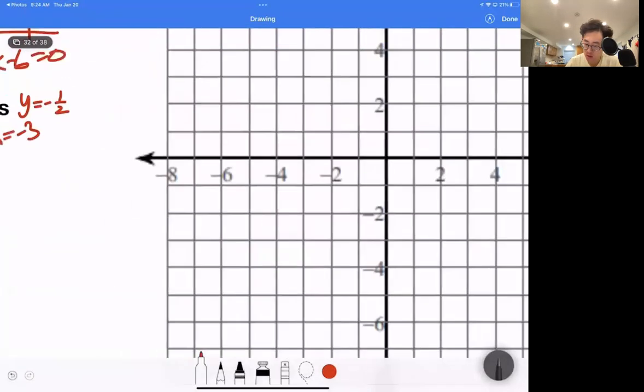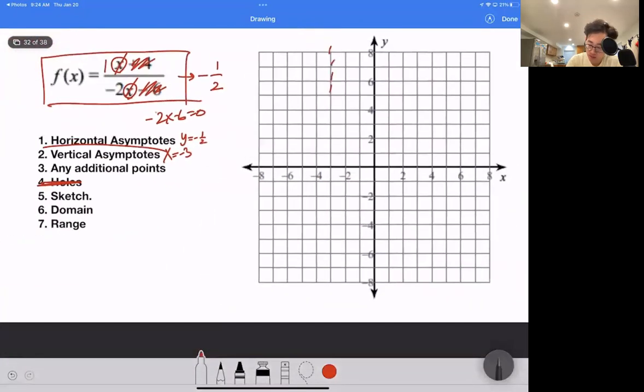So I'm going to go to my graph and I'm going to plot x equals -3 and y equals -1/2. So I have my framework established as such. So I have everything I need. Any additional points? Yes, definitely. I have this vertical asymptote. So x equals -4, x equals -2 will do. So I'm going to create these two testing points.